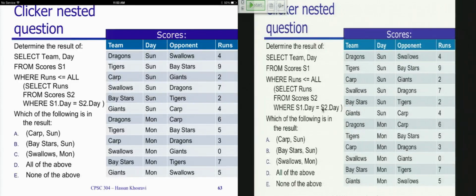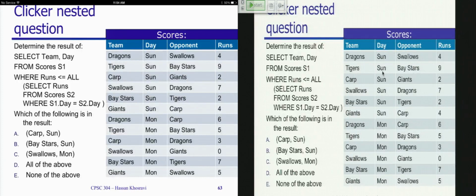Okay, so this is what's being returned. And now, I'm returning team and day where runs is smaller than all of these values. So it's going to look at that first row and say, is 4 smaller than all of these? Since I have the 2 here, 4 is not smaller than all of these, so it will not return that first row.